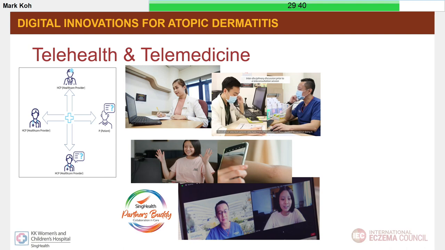We do first visit telehealth. Again, because they really don't have the time to come and see us in our clinic and wait around. I think waiting for Zoom is definitely much easier because you can do a lot of other things compared to waiting in the clinic.